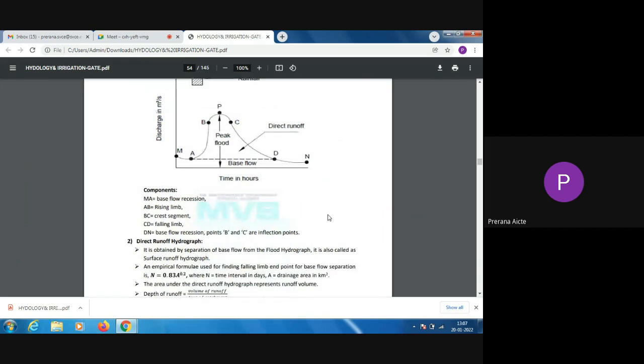So MA is the base flow separation. This line is MA. Then AB is the rising limb, BC is the crest segment, CD is the falling limb, right? DN is the base flow recession. Points B and C are inflection points. Then the direct runoff hydrograph is obtained by separation of base flow from the flood hydrograph. It is also called the surface runoff hydrograph.